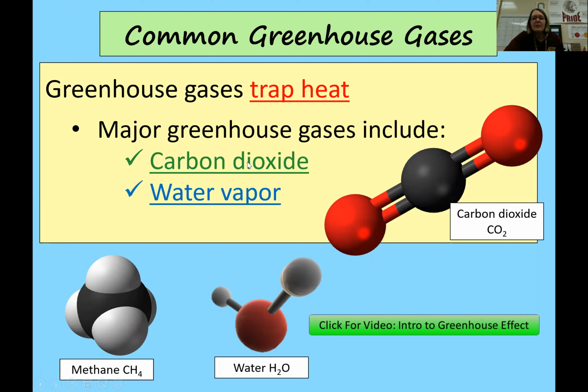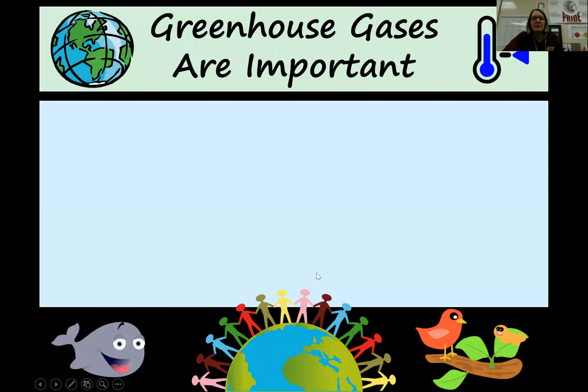There are three major ones that we're going to talk about. The major greenhouse gases in our environment are carbon dioxide, water vapor, and methane. All of these are extremely important. And if later you want to get into the PowerPoint and watch a video, you're welcome to do that. So these are the three main greenhouse gases. These all trap heat for us.